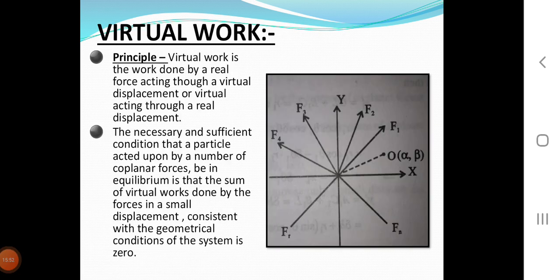Now our next topic is virtual work. Its principle is that virtual work is the work done by a real force acting through a virtual displacement, or a virtual force acting through a real displacement. The necessary and sufficient condition that a particle acted upon by a number of coplanar forces be in equilibrium is that the sum of virtual work done by the forces in a small displacement consistent with the geometrical conditions of the system is zero.